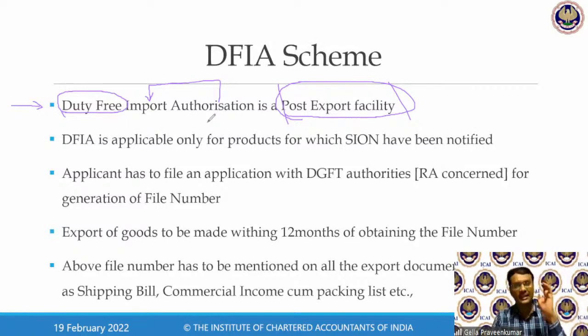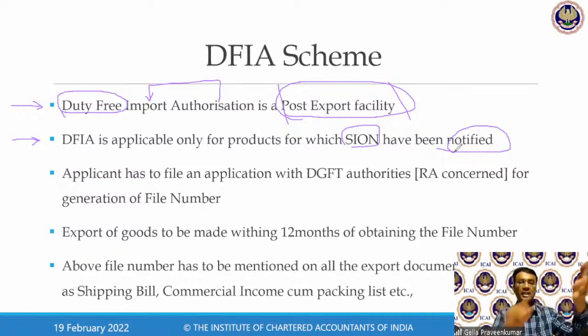Take it from students, this is one concept. The majority of us don't even know that there is a scheme called DFIA which could have been enjoyed. Now, this particular scheme, DFIA, is only for those goods where there is a SION notified. In case of advance authorization, even without a SION, I can make a self-declaration, go to the norms committee, and get that SION fixed. In case of DFIA, I can come for DFIA only for those goods where there is a SION.